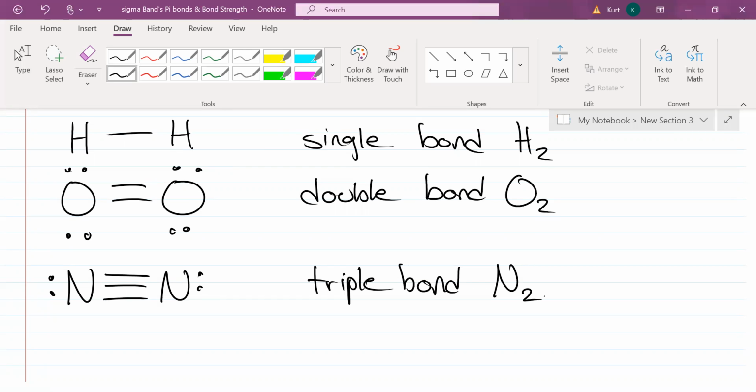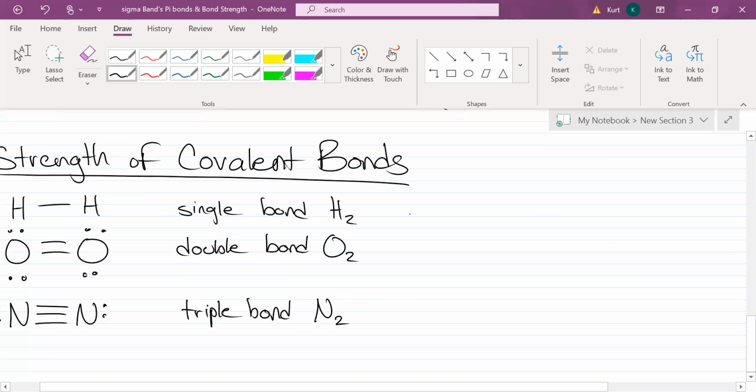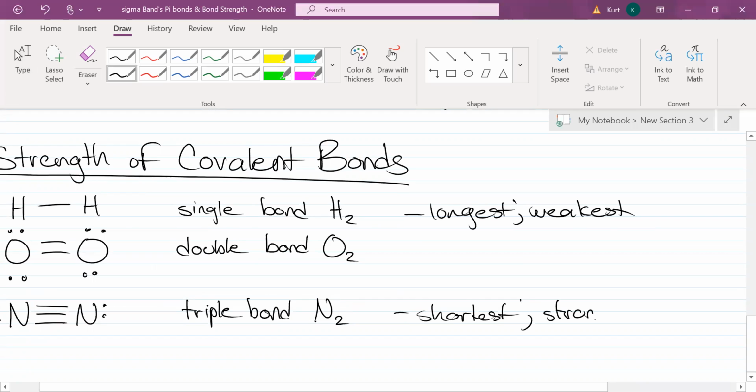So generally what we deal with in bonding is that single bonds are the longest and the weakest. Triple bonds are the shortest and the strongest. It's like trying to break a pencil in half. 1 pencil is easy. 2 pencils, you have to put a little more strength. I had to put a little extra oomph into that. 3 pencil bits, they're really short. I can't break those. They're too short.